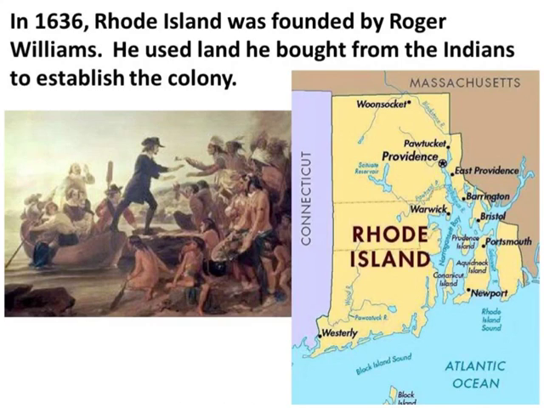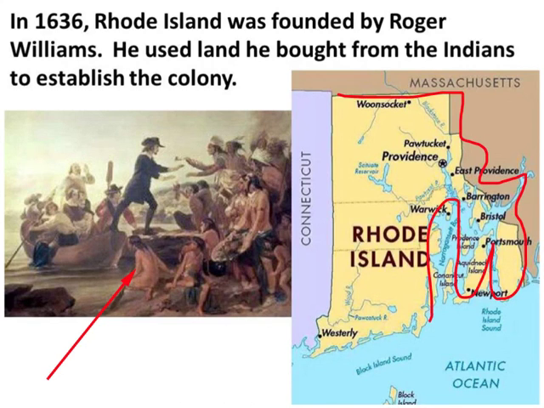In 1636, Rhode Island was founded by Roger Williams. He used land he bought from the Indians to establish the colony. Now here you see a picture of Roger Williams buying land from the Indians, which at that time was very unusual for founders of colonies to actually purchase the land from the Indians. And if you look at the picture on the right, you see the colony of Rhode Island.